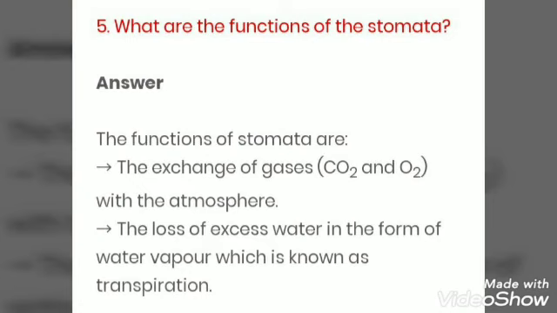The next question is, what are the functions of stomata? The stomata are the site of exchange of gases like carbon dioxide and oxygen with the atmosphere in the leaves. Also, there is a loss of excess water in the form of water vapor, which is known as transpiration, from the leaves.